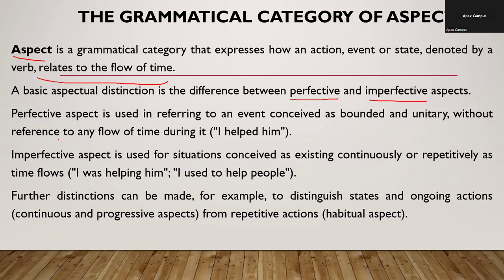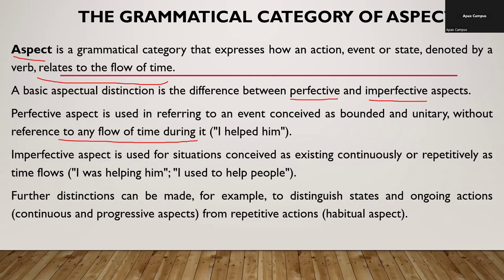Like, I helped him. Do you find any sense related to the duration of the action? No, nothing like that. It just says, I helped him. This belongs to the past tense. It doesn't say that when I was helping him, or whether I had helped him. I just helped him. The action is kind of perfect. It doesn't indicate any flow or duration happening. So these sorts of aspects are identified as perfective aspects.